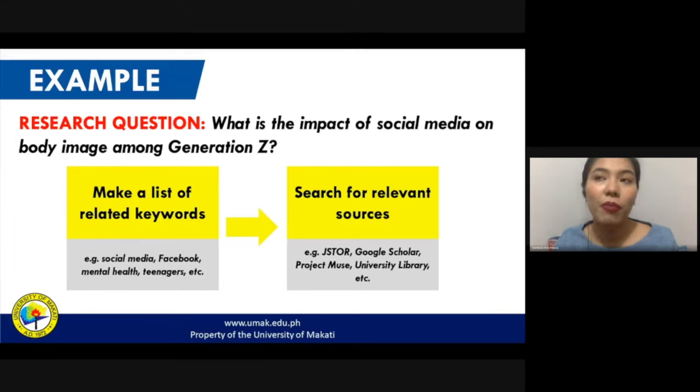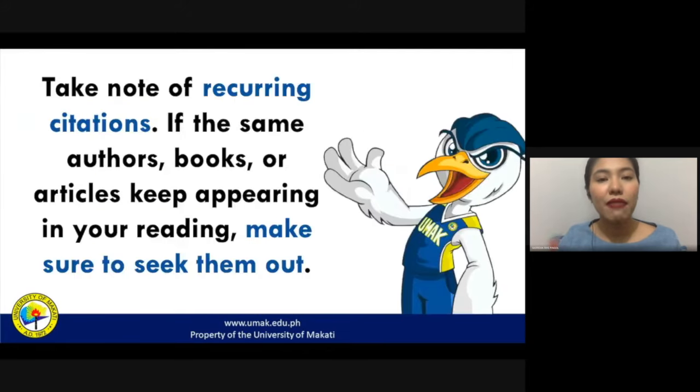Okay, so more often than not, we don't use Wikipedia as a source of information, but rather try to look for websites that cater to more academic writing. Now, whenever you are trying to find relevant literature, you can also take note of recurring citations. So, once you have found several pieces of literature that you could use as sources of information, try to identify if there are certain citations that keep on appearing over and over again.